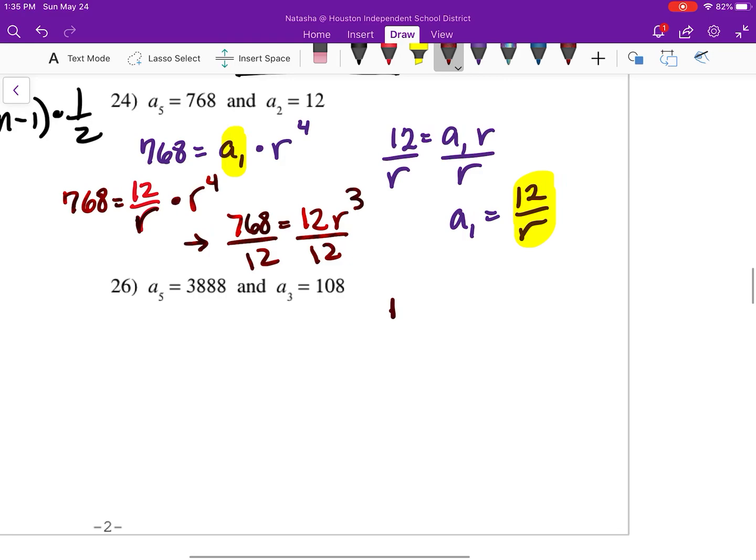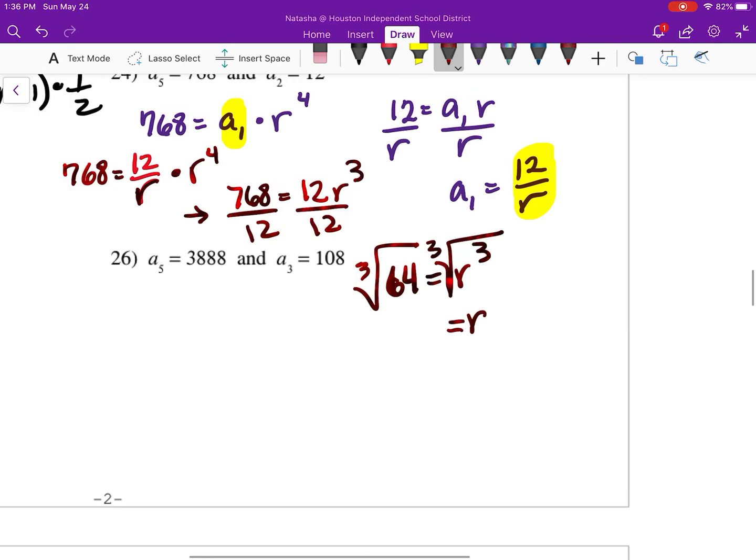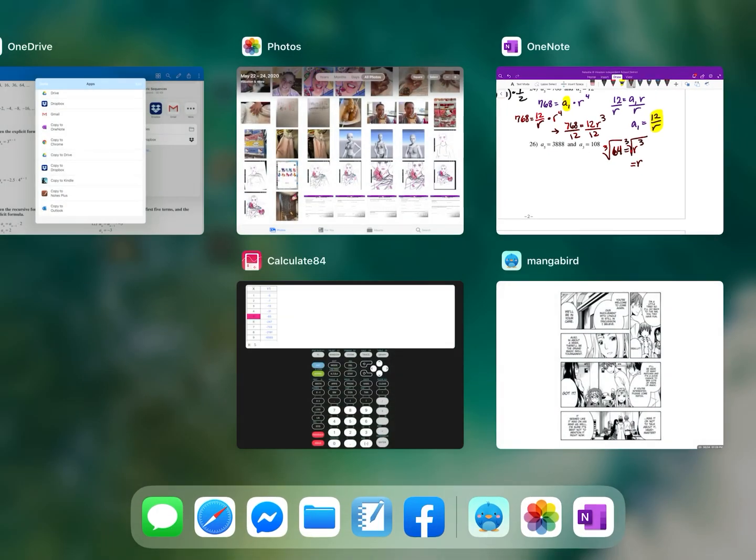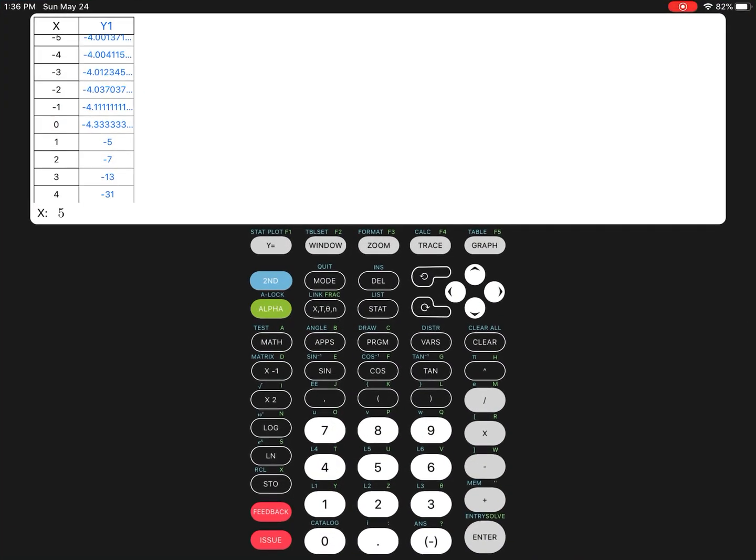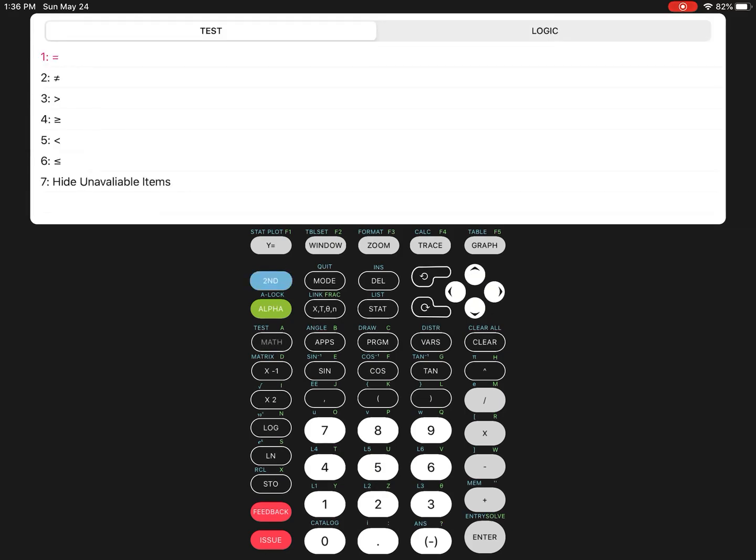Okay? I'm now going to divide by 12. 768 divided by 12 gives me 64. So this becomes 64 is equal to r to the third. Now, in order to cancel out that r to the third, I'm going to take the cube root of both of these. Okay? So then that's going to give me r is equal to the cube root of 64. Remember, that's the number that's going to be multiplied by itself 3 times to get 64. I'll show you in my graphing calculator.